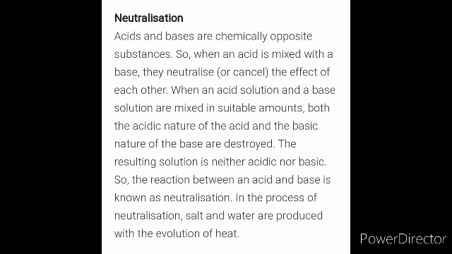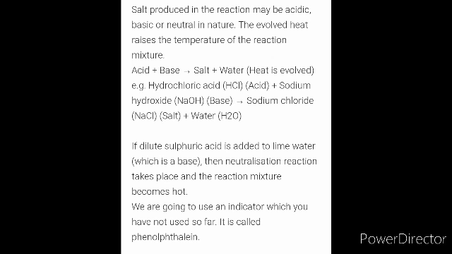In the process of neutralization, salt and water are produced with the evolution of heat. So when an acid and a base are in equal amount, or when they are required to react with each other, salt and water are produced with the evolution of heat. Salt in the reaction may be acidic, basic, or neutral in nature. The salt produced in this reaction can be of any nature, acidic, basic, or neutral. The evolved heat raises the temperature of the reaction mixture.